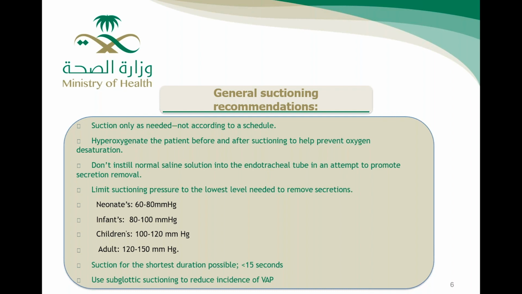Use subglottic suctioning to reduce the incidence of VAP. The subglottic suction is above the cuff in the endotracheal tube. The benefit of subglottic suctioning is to reduce the incidence of VAP, which is ventilator-associated pneumonia.